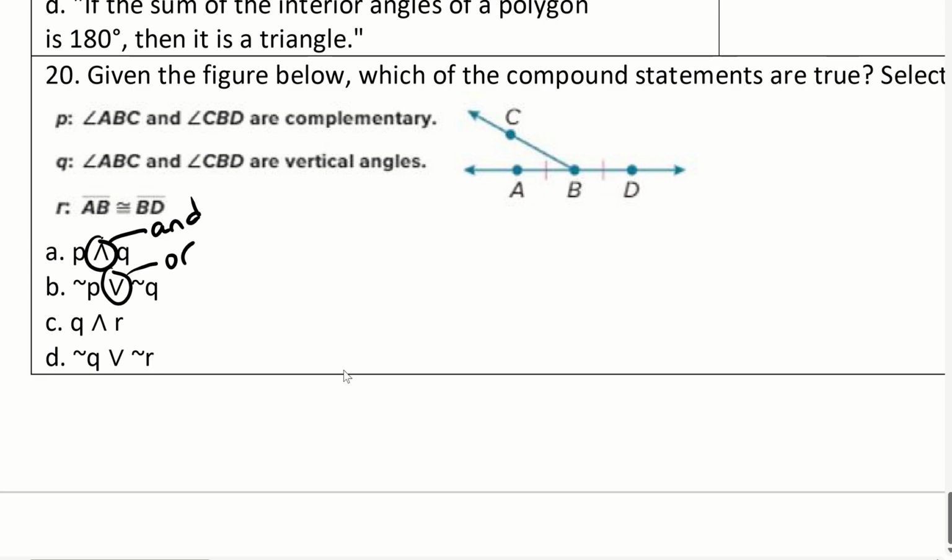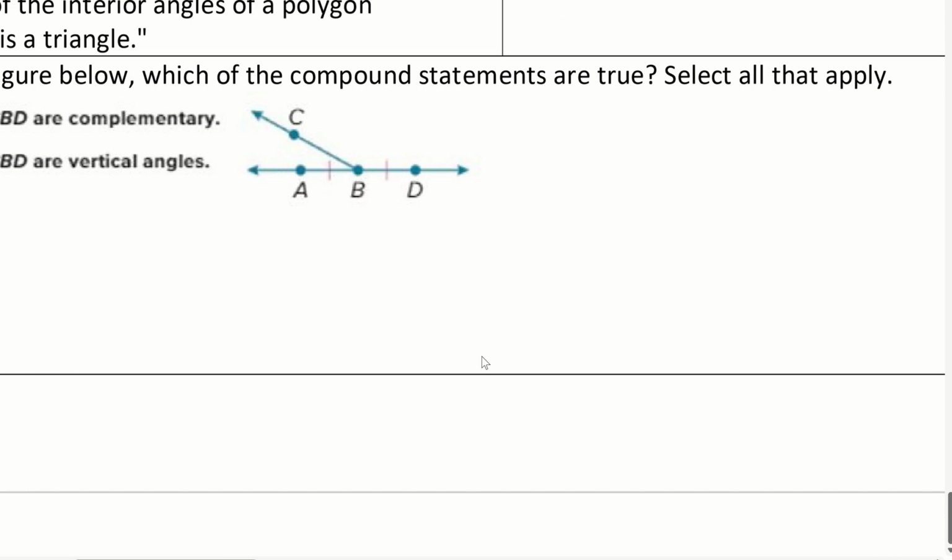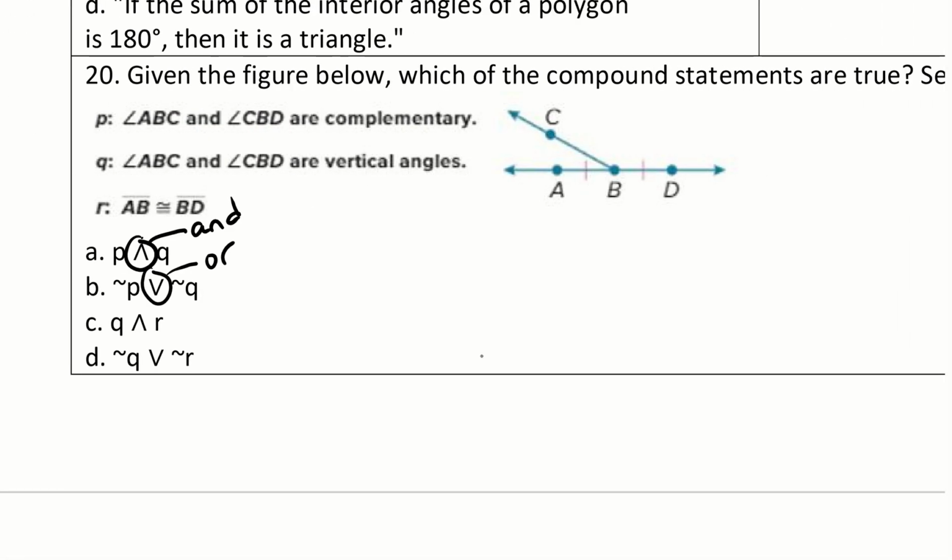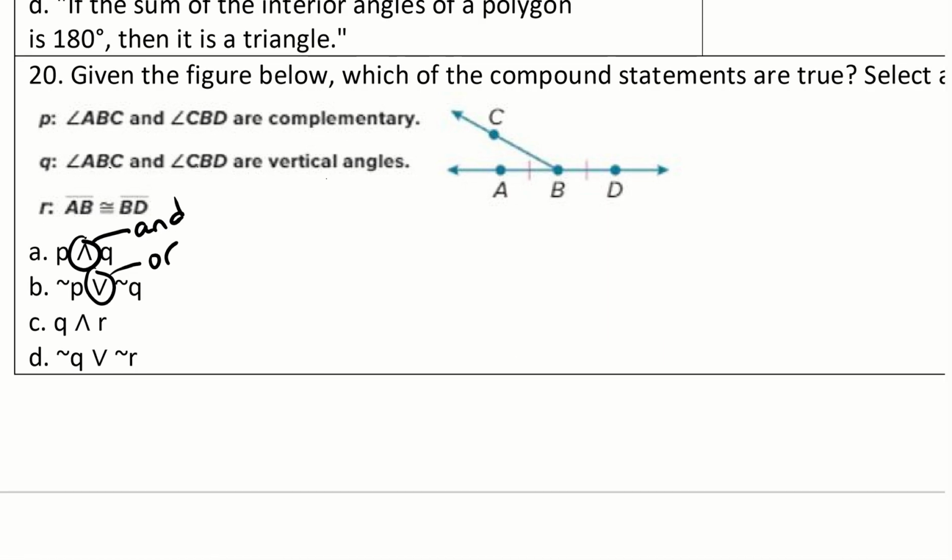Okay, so what we're going to do is, it says which of the following compound statements is true. So let's start with P and Q. P is ABC and CBD are complementary. Q is ABC and CBD are vertical. So let's see if that's true. Is P true or false? Okay, so ABC and CBD are complementary. Are those complementary? No, they're supplementary. They add up to 180 degrees, not 90. So this is actually false, right?